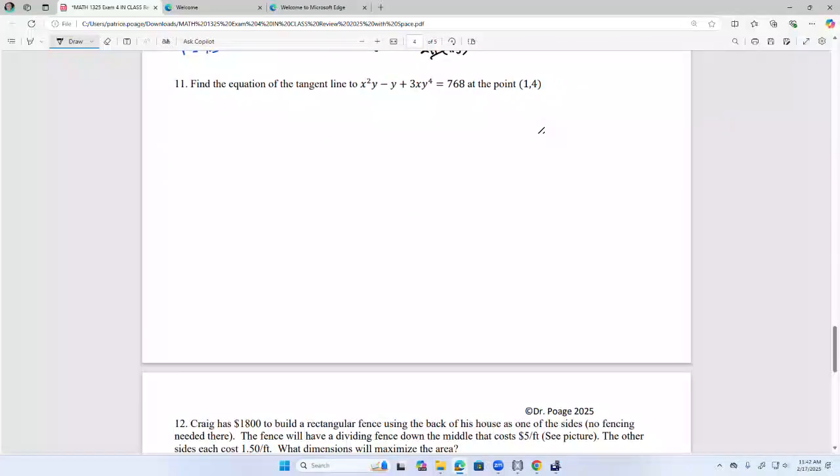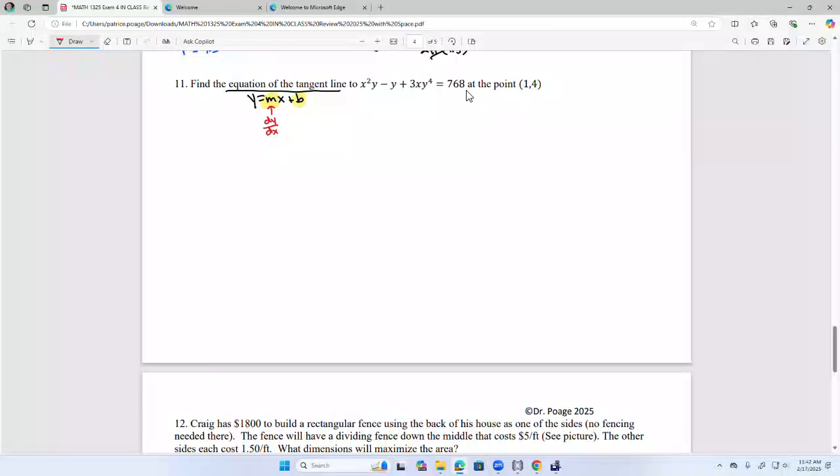All right, number 11. Find the equation of a tangent line to this at the point (1, 4). So equation of a tangent line, we're looking for y equals mx plus b. In order to actually have the equation, we need a value for m and a value for b. First thing we're going to do is find the value for m because the slope is the derivative. So that's where I'm going to start.